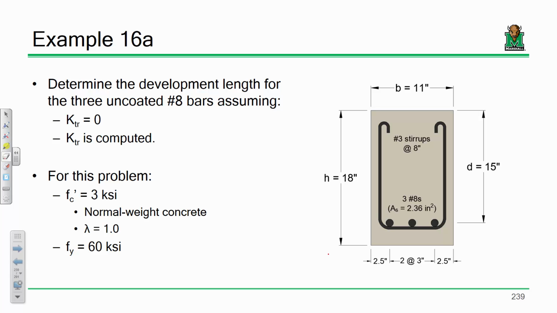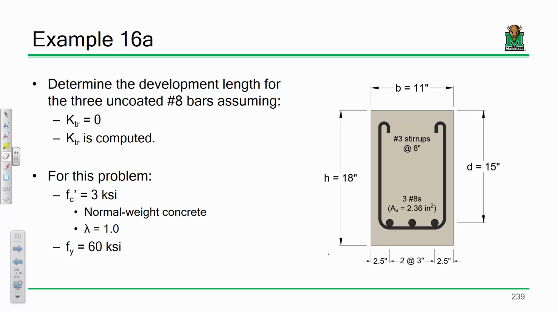All right. Let's look at computing some development length. Specifically, we're going to try and compute development length for these 3 bars here on the bottom. So I got 3 number 8s on the bottom. We're going to do this problem 2 different times. We're going to start off using a KTR value of 0, and then we're going to compute KTR and see how that affects development length. That's one of the things we're going to do throughout this concept: start off with a really simple development length computation, and then see if we can start crunching it down a bit by using our various adjustments. All right, so we've got 3 uncoated number 8 bars, assuming KTR is 0, then KTR is computed. We're going to use 3 KSI normal weight concrete, 60 KSI steel, and here are the dimensions.